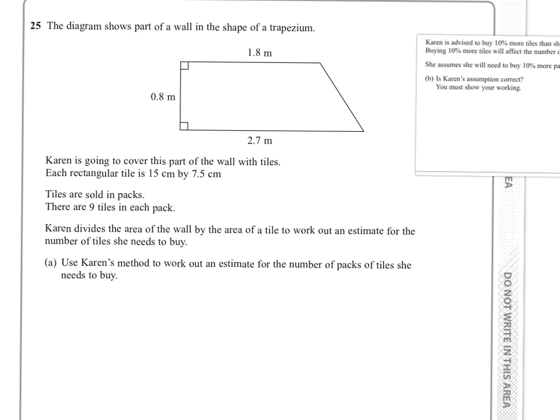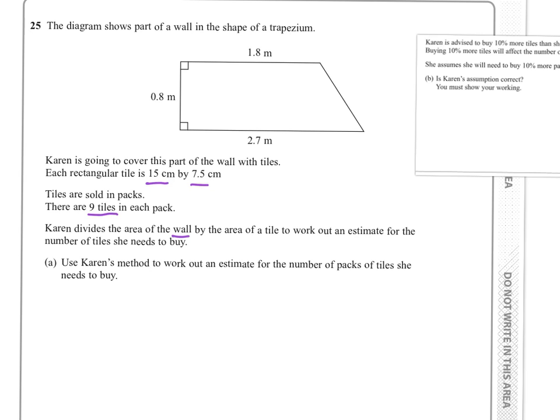Question 25. The diagram shows part of a wall in the shape of a trapezium. Karen is going to cover this part of the wall with tiles. Each rectangular tile is 15 by 7.5. Tiles are sold in packs, and there are 9 tiles in each pack. So Karen divides the area of the wall, so we'll do that first. We'll find the area of the wall.